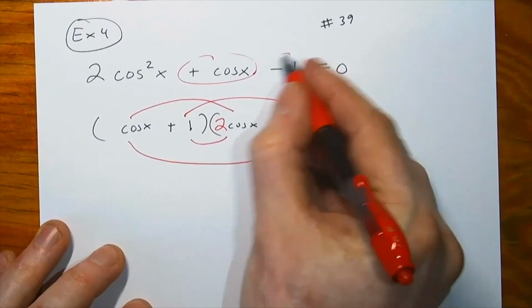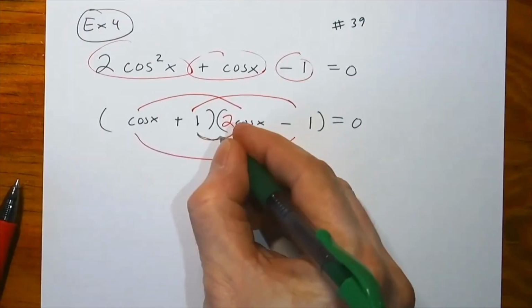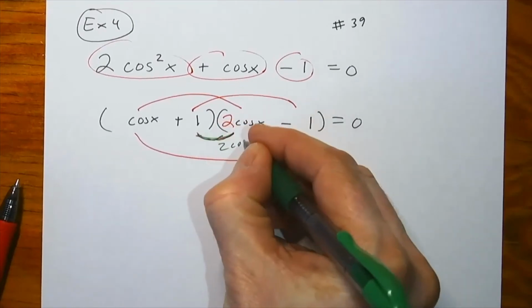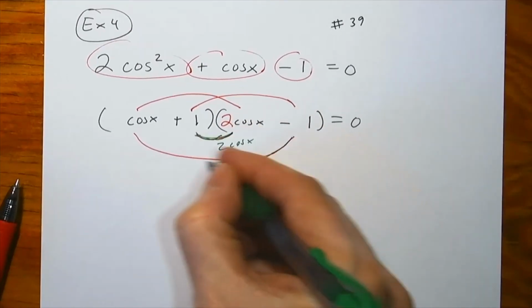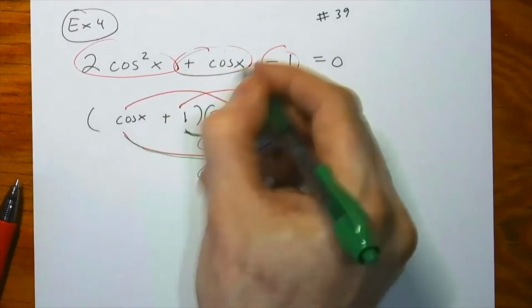1 times -1 is -1. Here's this. In the inside outside, I'll do it in green. Here's 2 cosine x. Here is -1 cosine x. 2 cosines minus a cosine is 1 cosine.